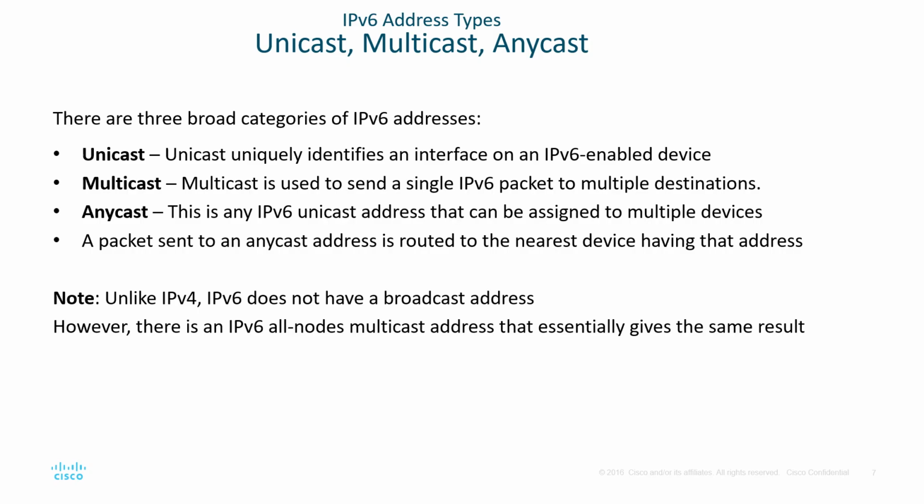So as an example, in an Anycast situation, if I have multiple DHCP servers in my network, I can send an anycast out, which is a DHCP question, and it will go, or has the possibility to go to multiple different servers, but only the server that is closest will answer that request. There is an IPv6 all nodes multicast address that is essentially giving the same result as a broadcast. And we'll talk a little bit more about that.